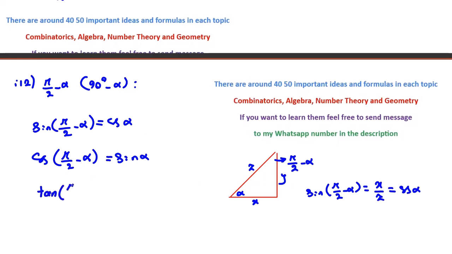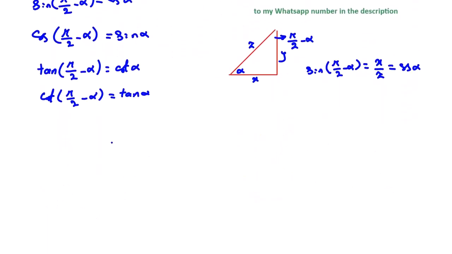Tan of pi over 2 minus alpha is what? Sine over cos, which will be cos over sine, so it is cotangent alpha. And cotangent of pi over 2 minus alpha is tangent alpha. Okay. Now, for example, let me tell you this.